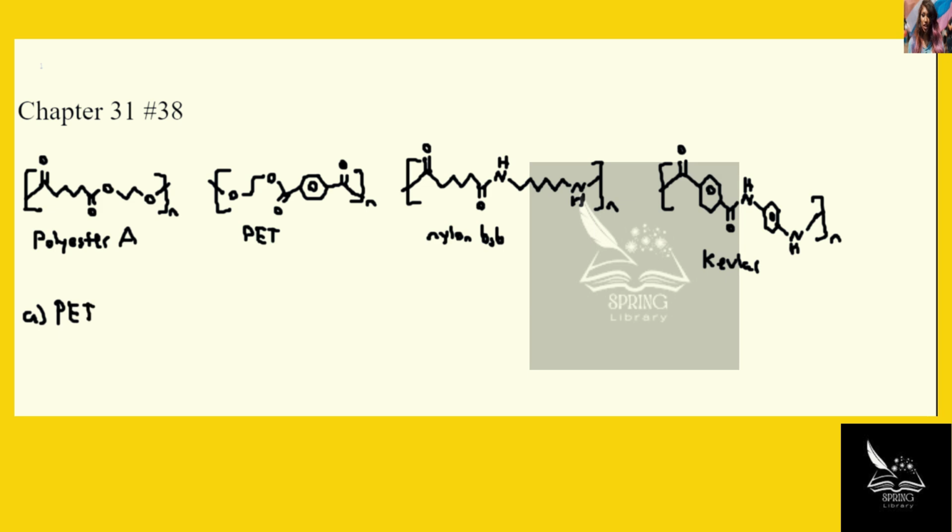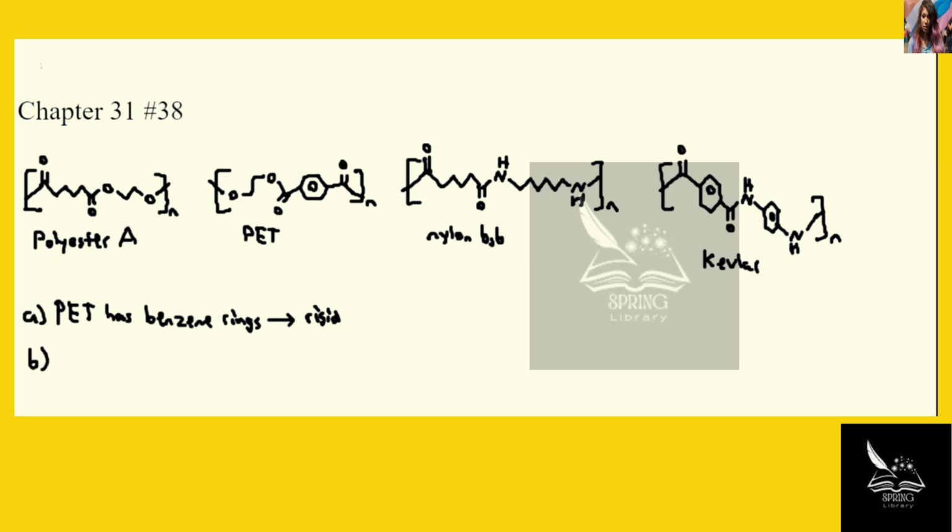So PET has aromatic rings, and again, they confer rigidity. And the more rigid the polymer chain is, the more ordered it's going to be, and the higher its Tg and Tm are going to be. So that explains the difference between polyester A and PET.